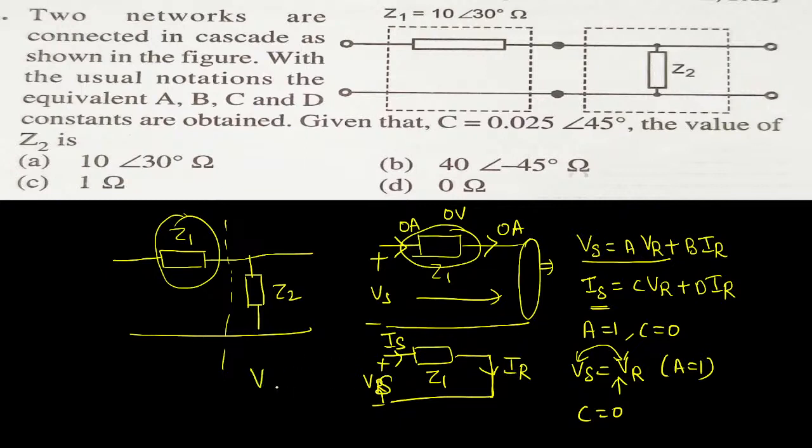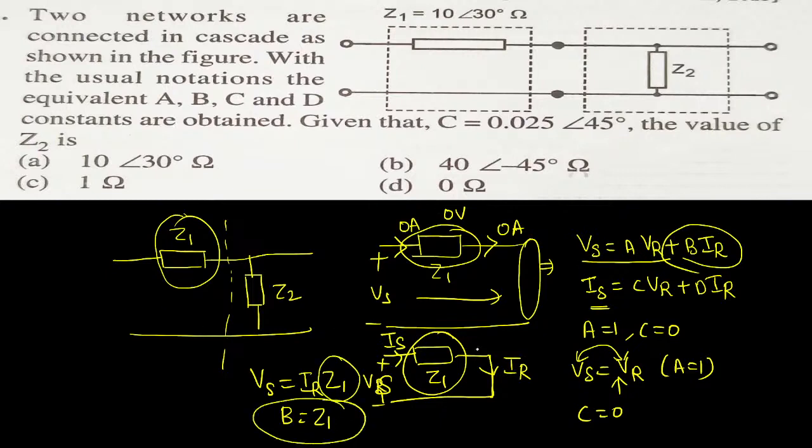This is sending end voltage, right? Sending end voltage equal to the voltage drop across the impedance. I can write it as IR into Z1. You should write it in terms of receiving end current, because I need the expression in terms of receiving end. So from this what I can observe, B equal to Z1, because VS equal to B into IR, whereas the value of B equal to Z1. So we found the value of B also, value of B equal to Z1.